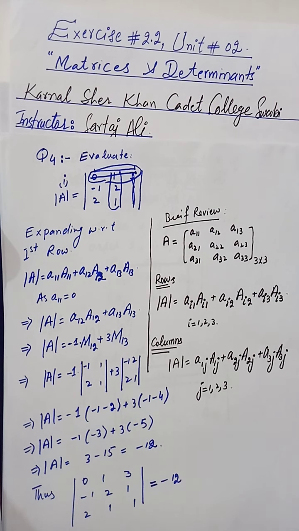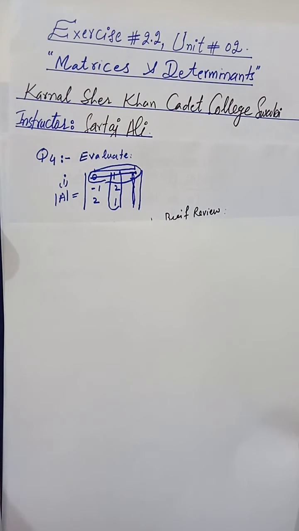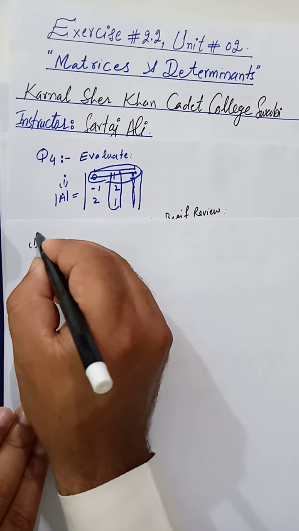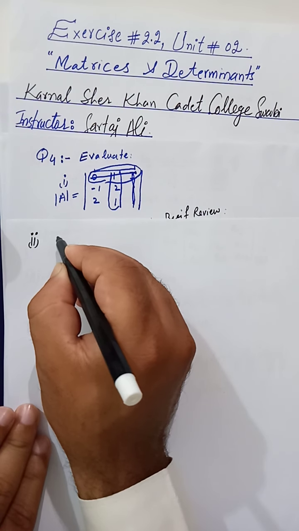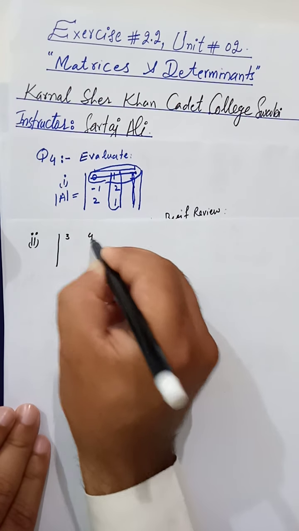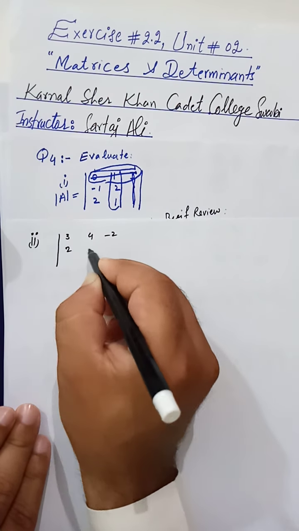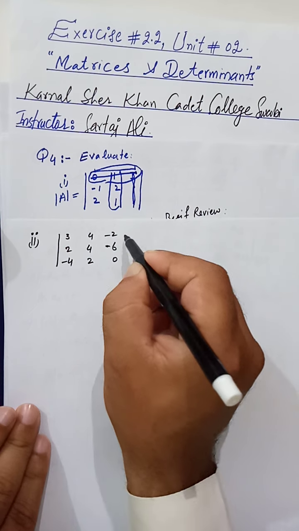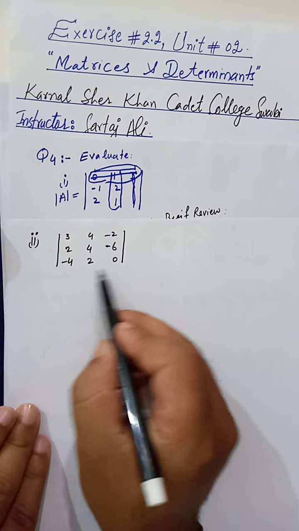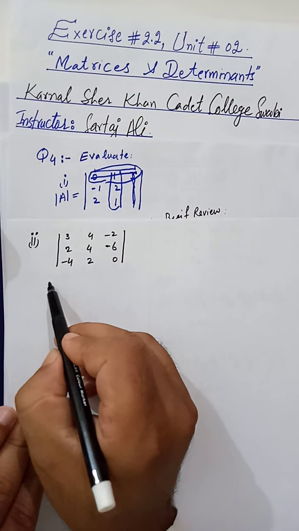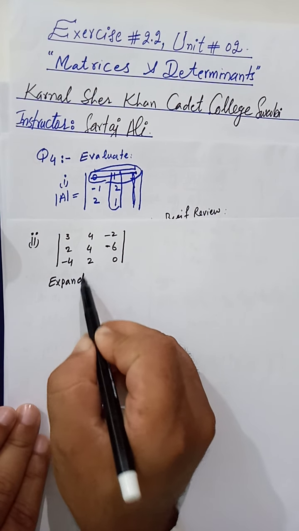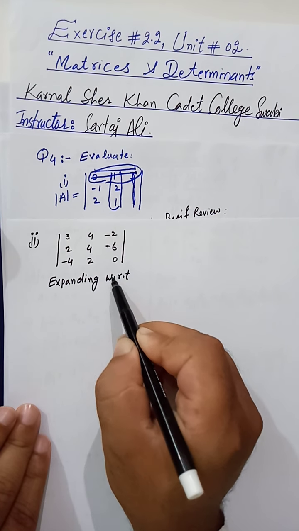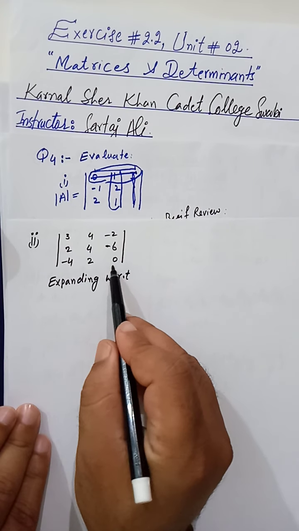Now part number 2. Part number 2 of question number 4. So this is so simple. I am expanding it with respect to third row. So expanding with respect to third row. Why am I expanding it with respect to third row? You know the reason, that there is a 0.